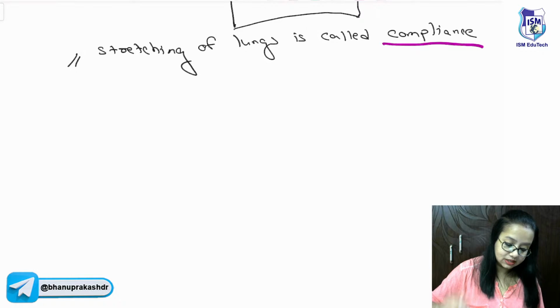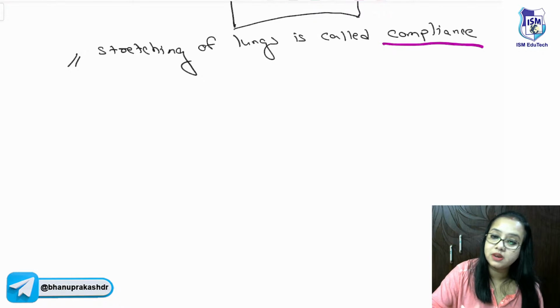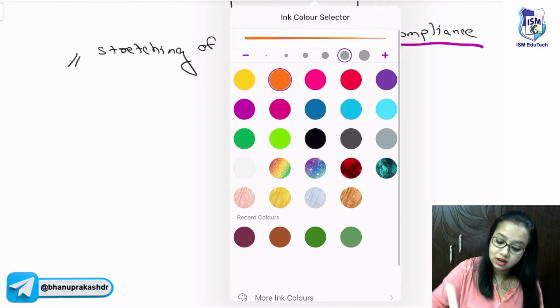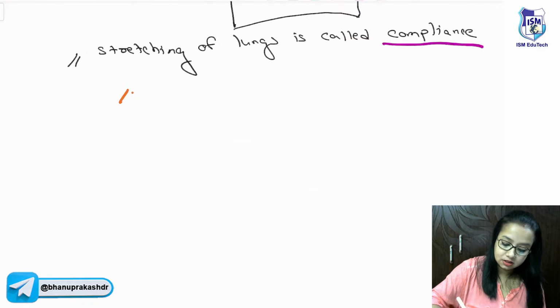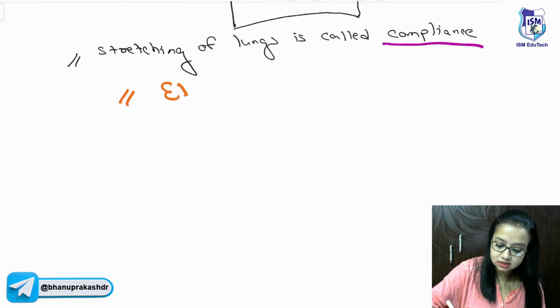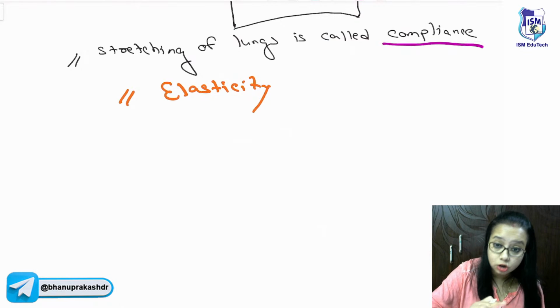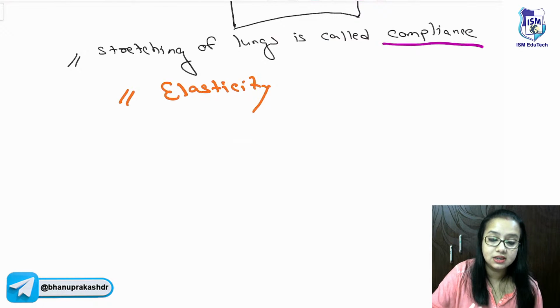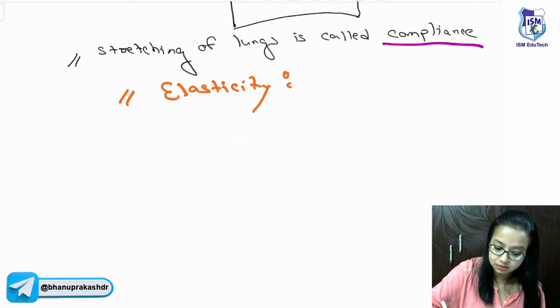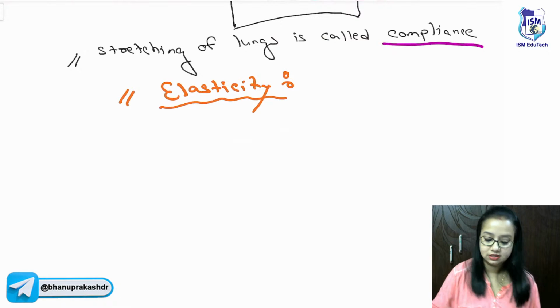Now, this compliance and elasticity go hand in hand, but not directly, inversely. That also we will come to. Before that, let's understand what is elasticity.